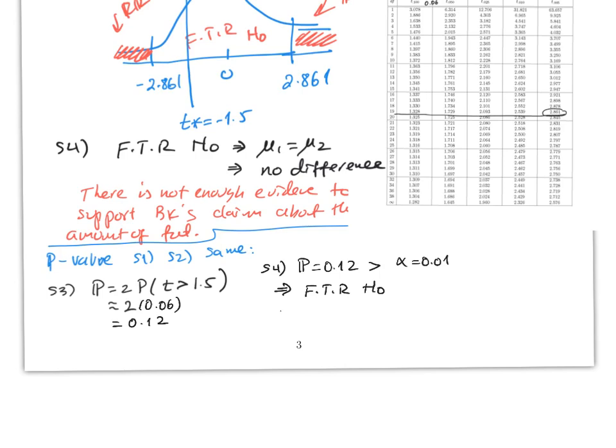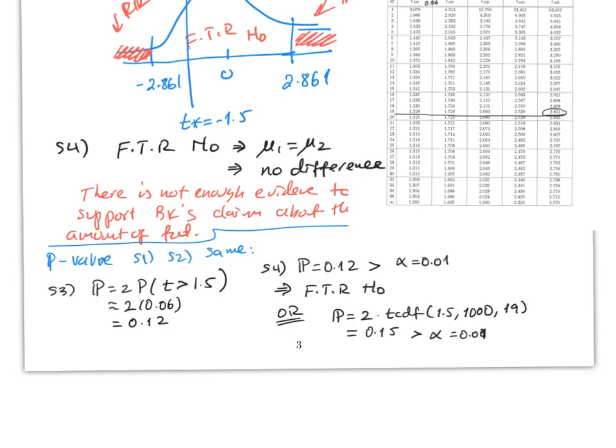And then you can do the same thing with a calculator, where the p-value will be twice tcdf. The lower bound is 1.5, the upper bound is 1000, and then you have 19 degrees of freedom, and this equals 0.15, which clearly is going to be bigger than alpha, which was 0.01. So therefore it doesn't matter if you use the table or you use the calculator. The conclusion is the same.